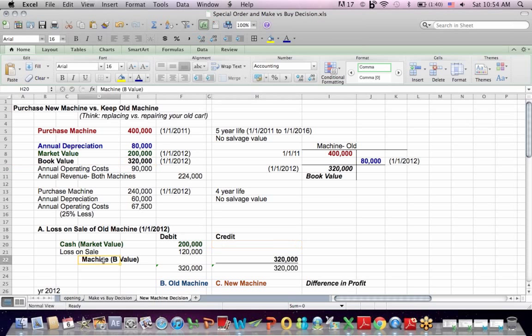So what we're taking off the books, if we net the original cost less the accumulated depreciation, we're taking off the books a book value of $320,000. So this entry just nets the two together as a credit. We sell the machine, the old machine at its market value of $200,000, and the difference is we have a loss on sale because the book value of the machine that we're taking off the books is more than the cash that we get in the door when we sell the machine for its market value.